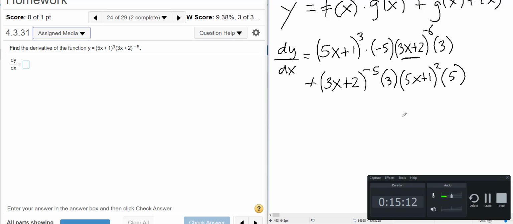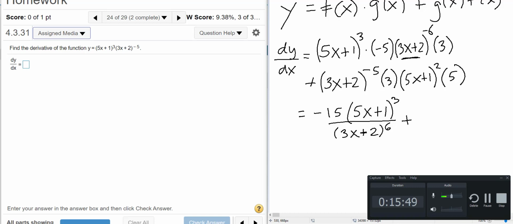Now, my math lab may take it just like this, but my preference is for you to go ahead and simplify it at least a little bit. So for the first one, I've got a negative 5 and a 3. That's a negative 15, (5x plus 1) to the third over (3x plus 2) to the sixth. Negative exponent, base goes on the denominator.